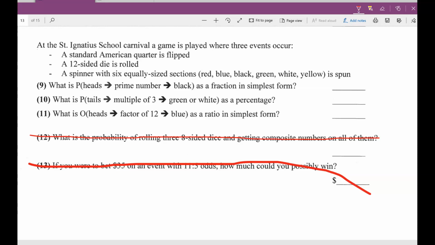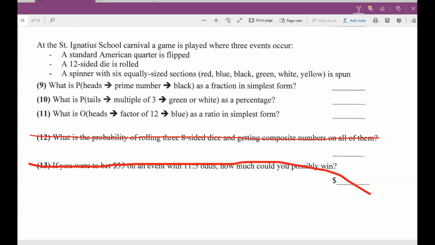Today, we are going to continue our exploration of compound probability. This time, we're going to look at an example where multiple things are happening, but it's multiple very different things, as opposed to just the same thing happening over and over again. So, the example we're going to use is at the St. Ignatius Carnival. A game is played where three things happen.